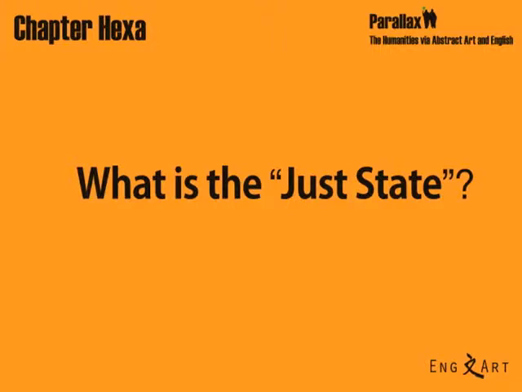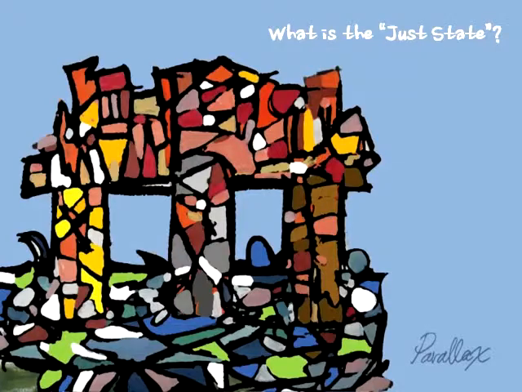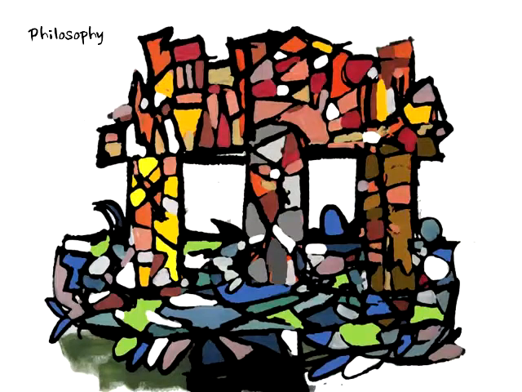Together, let's try to answer the big question: what is the just state? Philosophy. From the words philo, to love, and Sophia, wisdom. Socrates' love of wisdom led him to worry about the fate of his city. As we talked about before, wars and destruction had led to chaos in Athens.